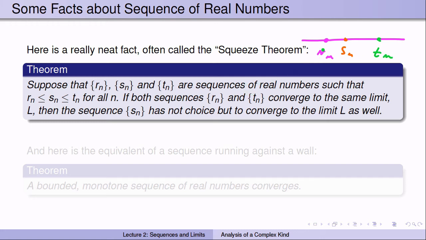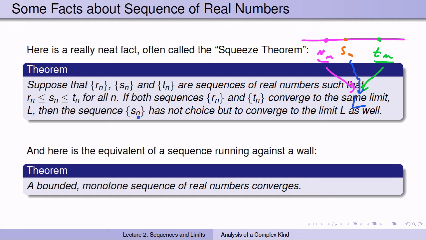Now suppose that both Rn and Tn converge. So Rn converges to some limit, and Tn converges to some limit. And suppose it's the same number. Suppose they all converge to a limit L. Well, then Sn, who's stuck in between, has no choice but to converge to L as well. And that's what the squeeze theorem says.